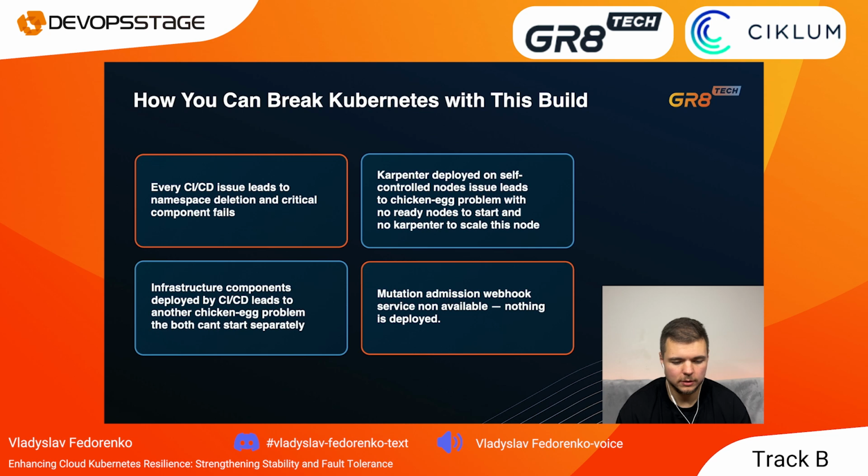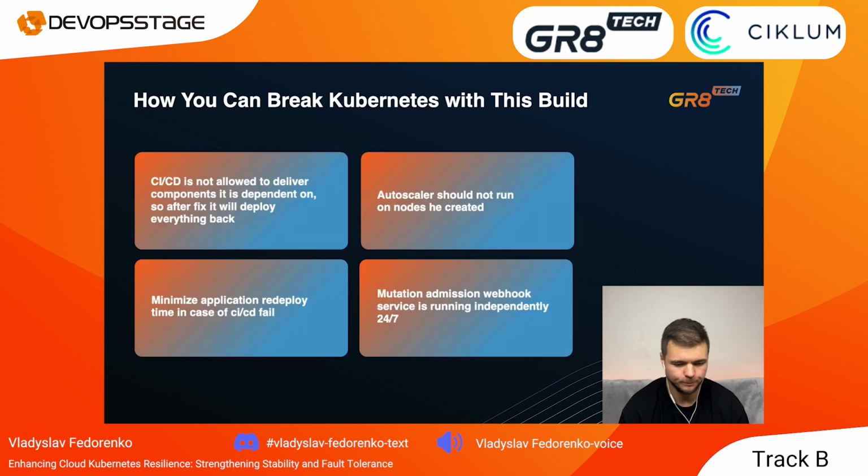Thirdly, we want to avoid the chicken-and-egg problem with Flux and the network driver. We want Cilium to be delivered in a different way, not with Flux, so we can restore Flux and it will restore apps. Here are the conclusions of what I said. CI/CD will not deliver components it depends on. I'm talking about Cilium. Autoscaler is running on separate nodes. And applications will be redeployed quickly in case everything is deleted and everything gets back.